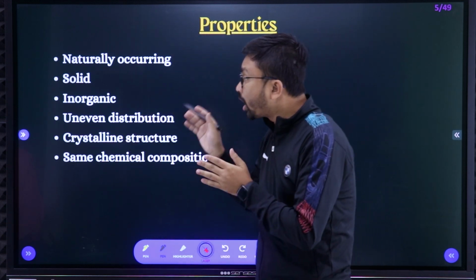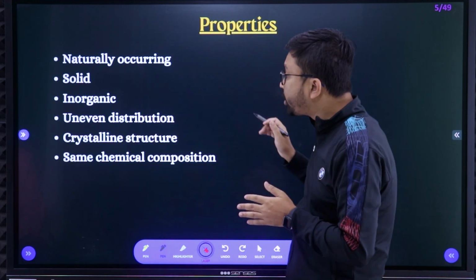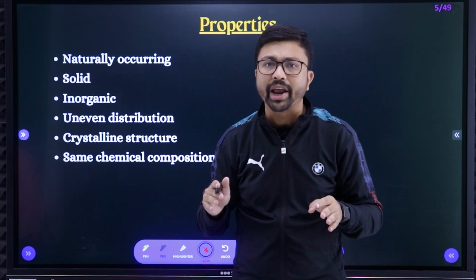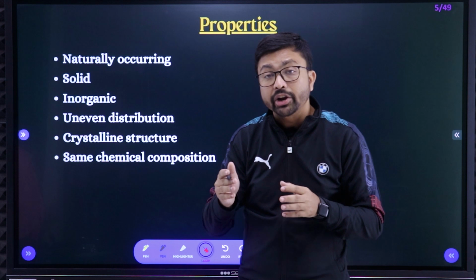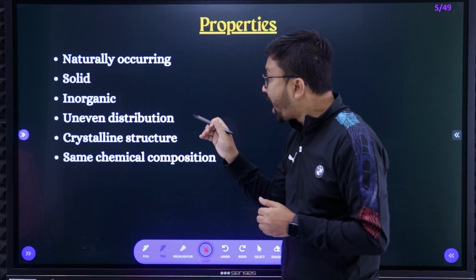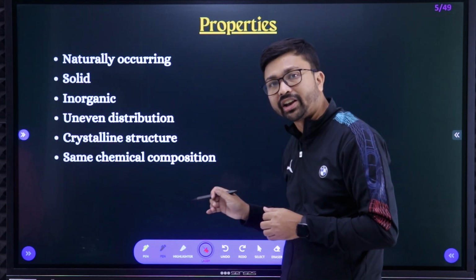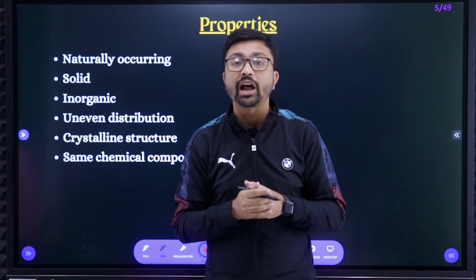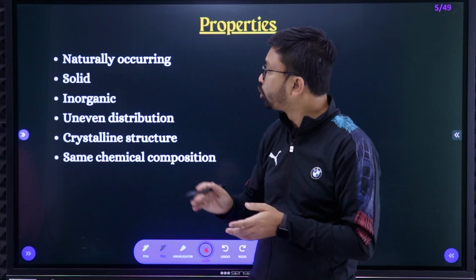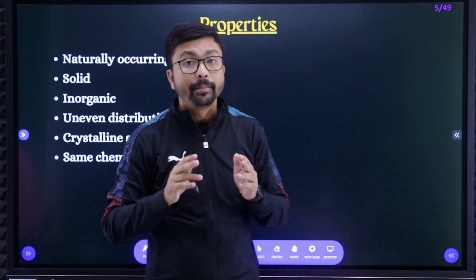Naturally occurring, solid, inorganic, unevenly distributed. You will not get minerals everywhere, right? In different areas you will get different types of minerals. Next, crystalline structure and the same chemical composition, and according to that there will be some definite physical properties. So those are the things you need to know for the properties of minerals.